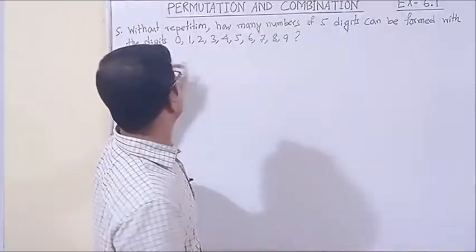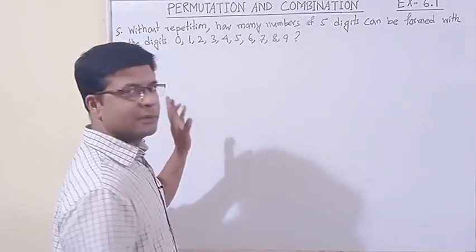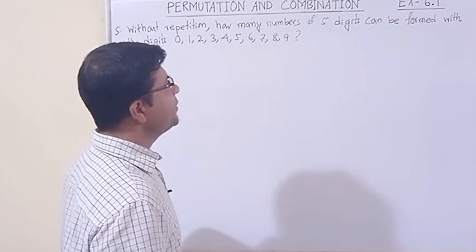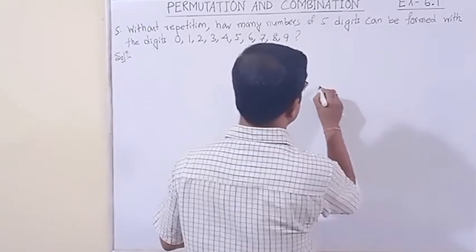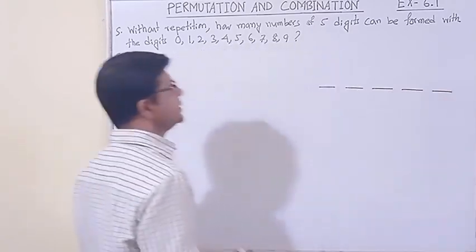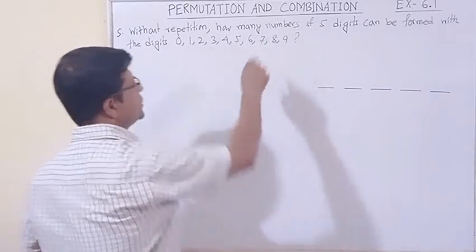All right, let us read question number 5 now. Without repetition, the condition is that we cannot repeat. How many numbers of 5 digits can be formed with the digits? Digits are given from 0 to 9.